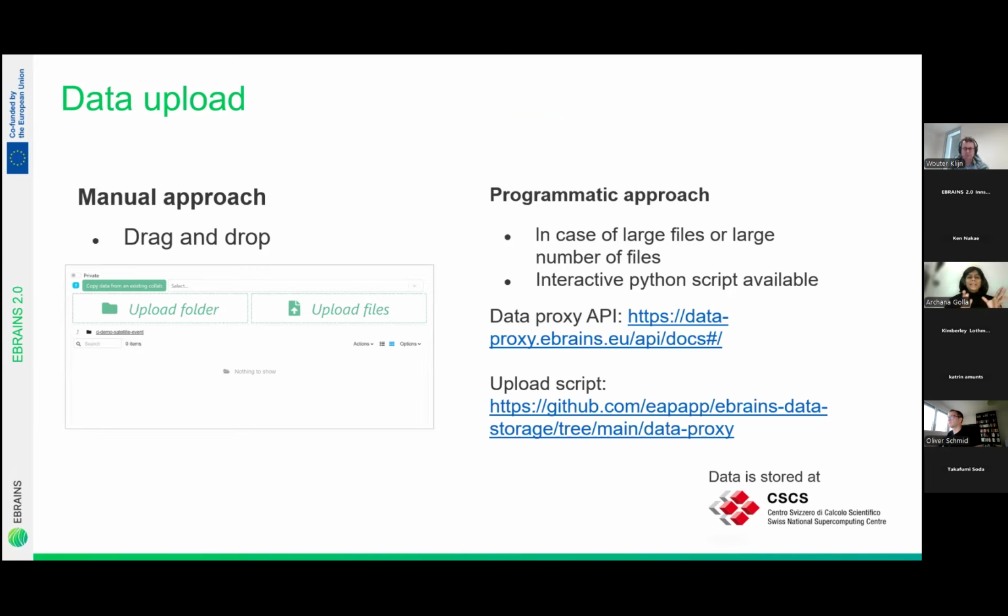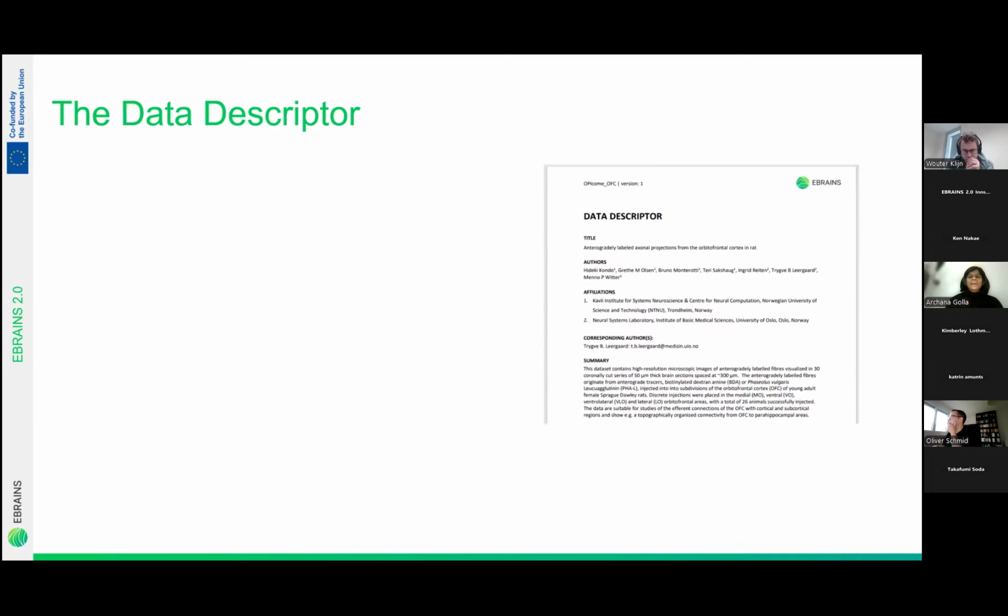They can upload the data with a manual approach. If it's small data, just drag and drop, easy. But if it's large files or a large number of files, we also have API and upload scripts that users can use. And then we also require that the data providers provide us with a data descriptor.